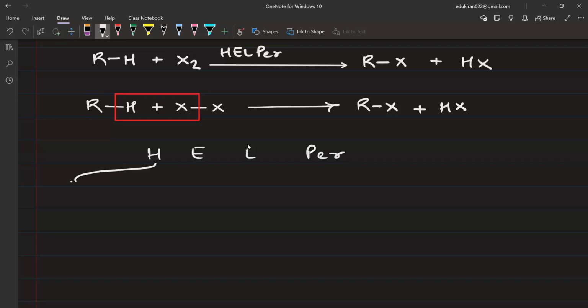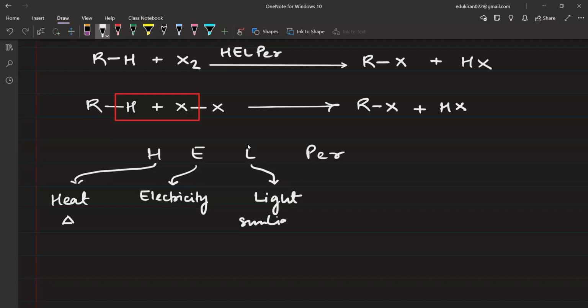So H is heat, which can be shown like this. E is electricity. L is light. They can also say sunlight, or they can also write h nu. If you remember the second chapter of 11th standard, atomic structure, there we showed h nu is the energy of a photon, right? So instead of light, they can write sunlight, or they can write h nu. And what is PER? PER is peroxide.